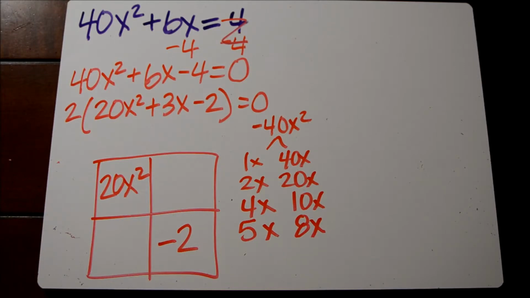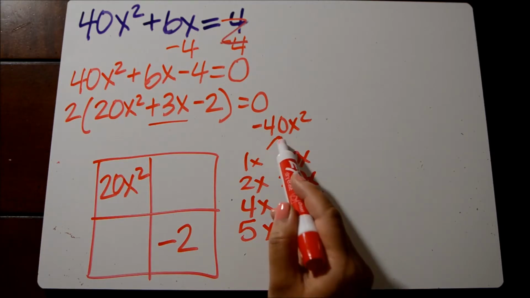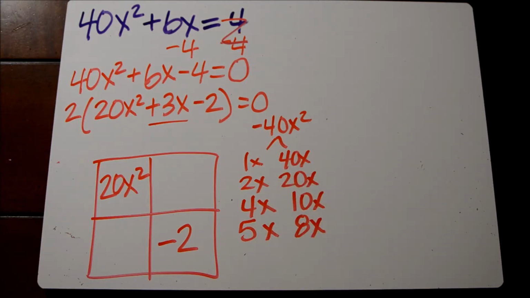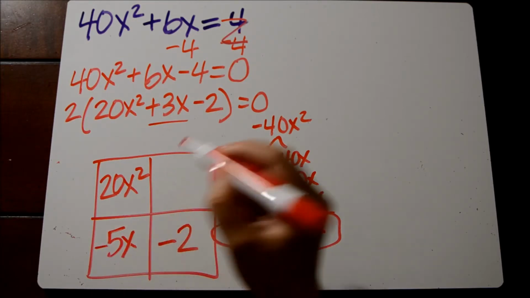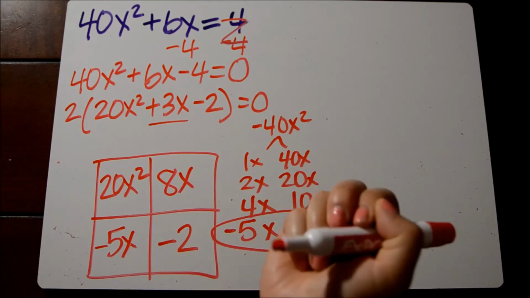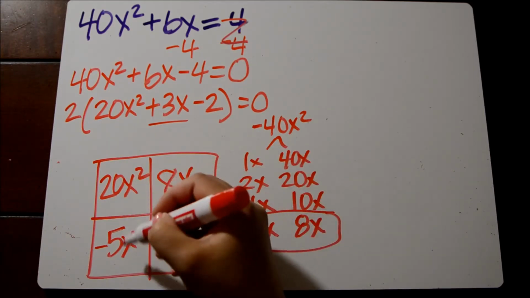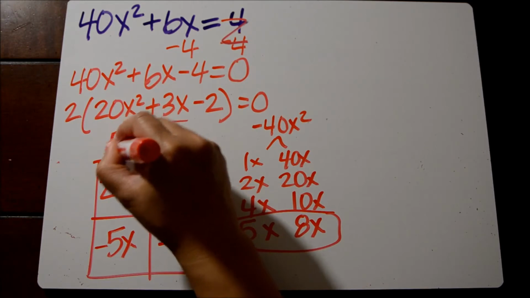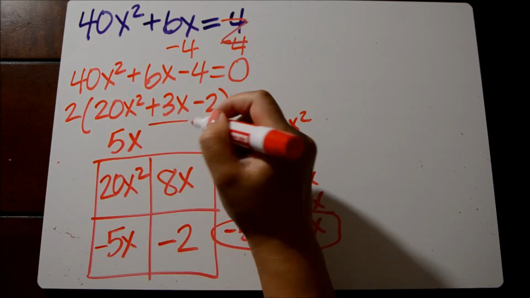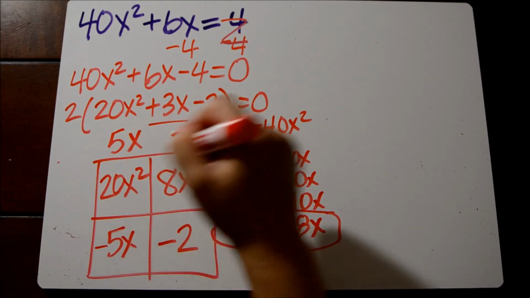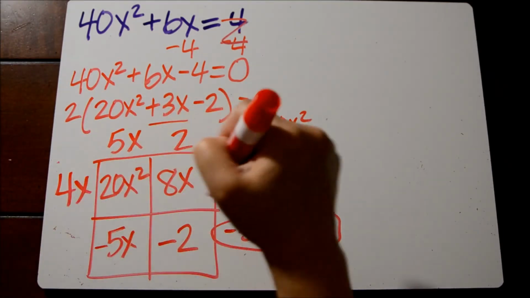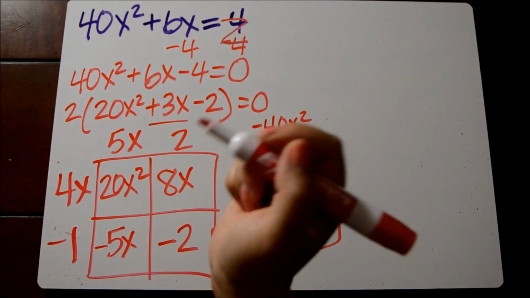We're trying to find the combination of factors that add up to positive 3, but also multiply to give us negative 40x squared. So in this case, it would have to be 5x and 8x, and since we want the 3 to be positive, we need the 5 to be negative, not the 8. So negative 5x and positive 8x. We're going to factor out the GCF in each direction. This way our GCF is 5x. This way it would be 2. Our GCF in this direction is 4x, and along the bottom our GCF is negative 1.